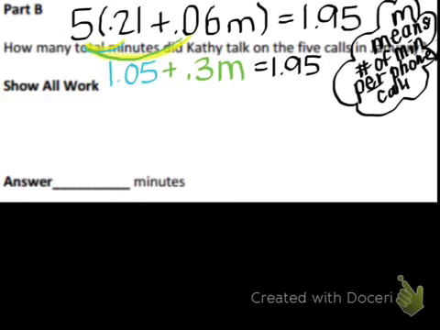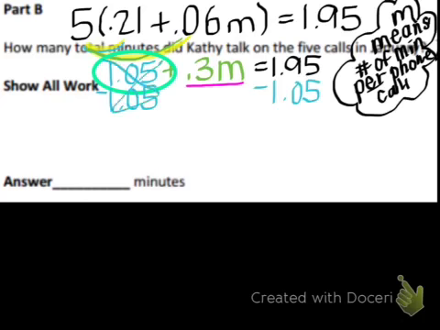So we want to solve for our variable, which is located right here. So we want to get rid of this term here on the left. To move that to the other side, we're going to subtract $1.05, which will cancel this out and leave us with just 3/10 M on this side. And when we subtract $1.05 from $1.95, we're going to get 90 cents.